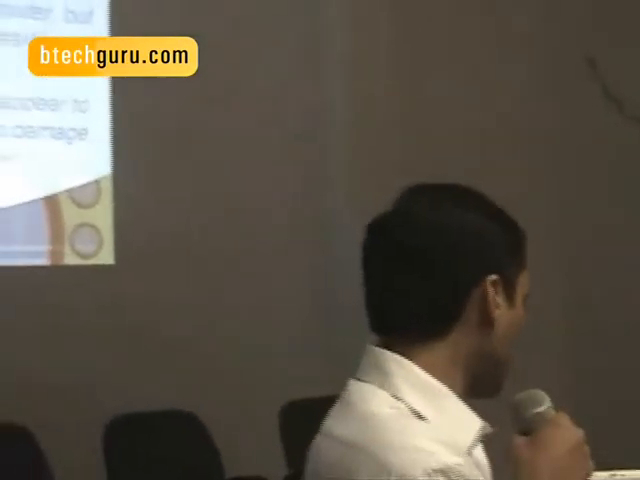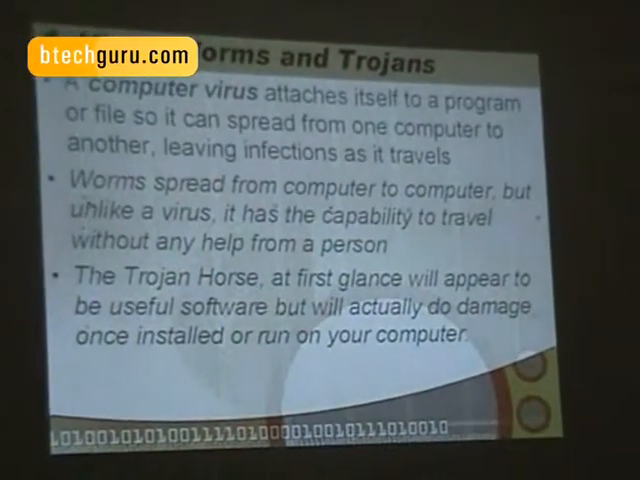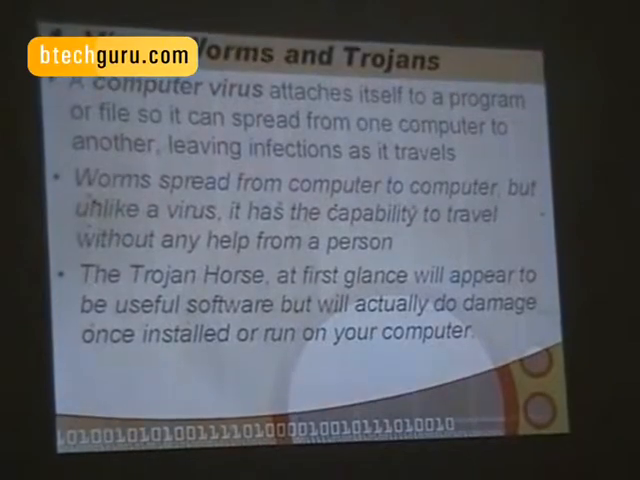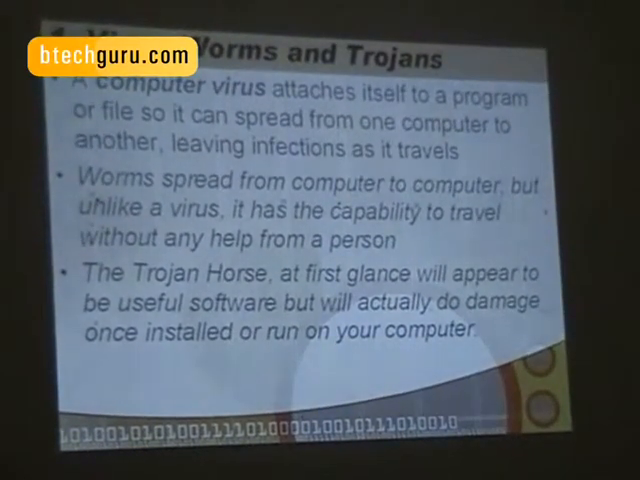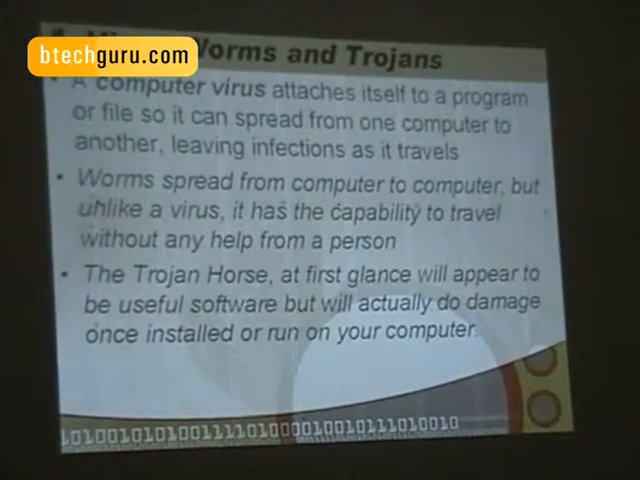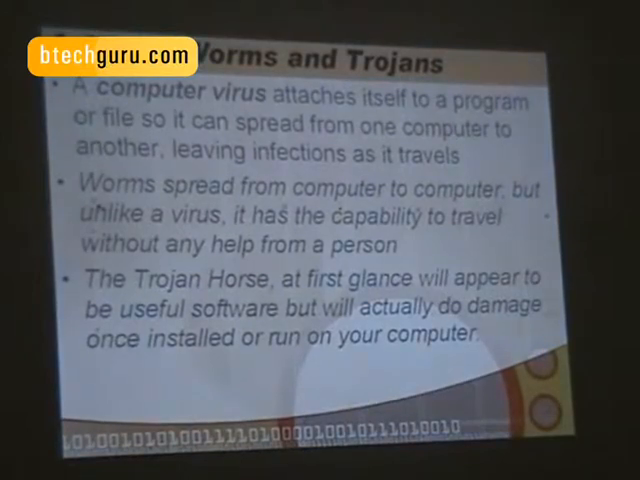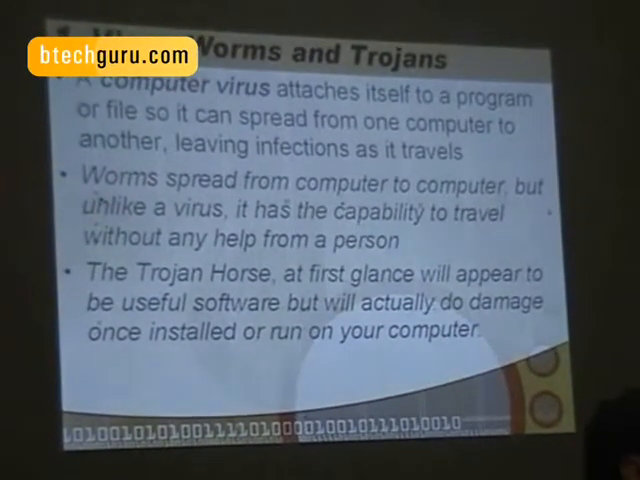Let's define some of these things. Viruses, worms and trojans. So a virus is essentially something which attaches itself to a program or file so that it can spread from one file to another. So it's a very simple thing. Worms also spread from one computer to another, but unlike a virus, it has a capability to travel without any help from a person. Viruses usually require help of a human being in some form. You may not know that you're helping a virus, but you're helping it in some form. You copy a file to your friend's disk, that way you do it and so on. Worms can spread on their own.